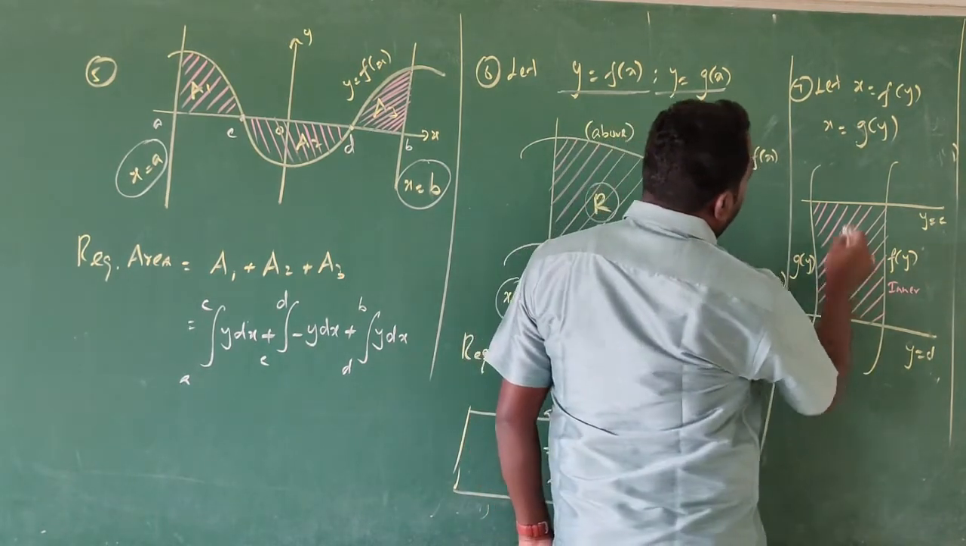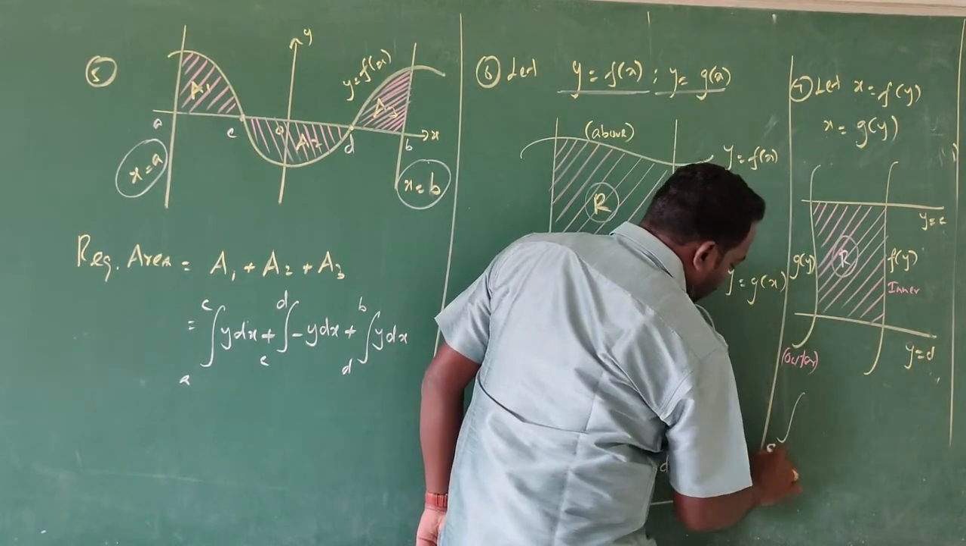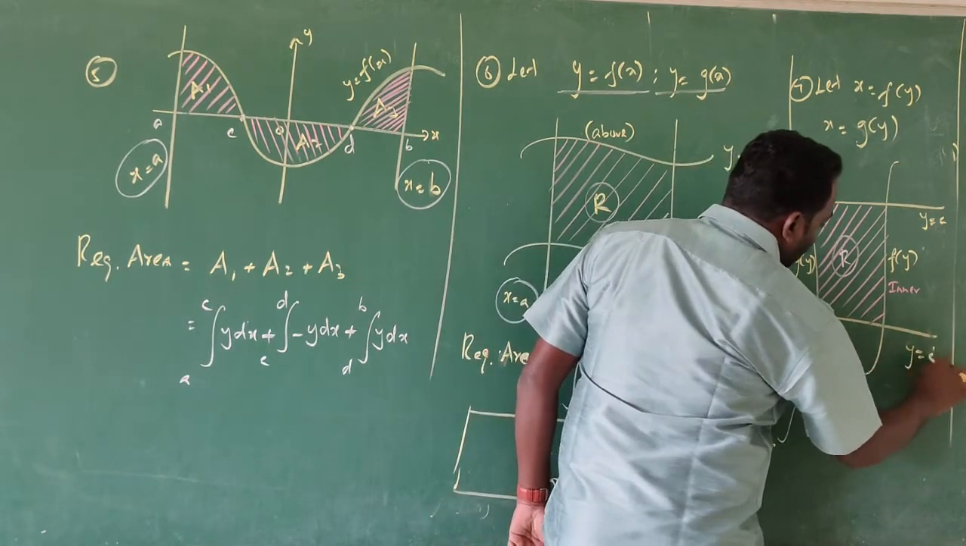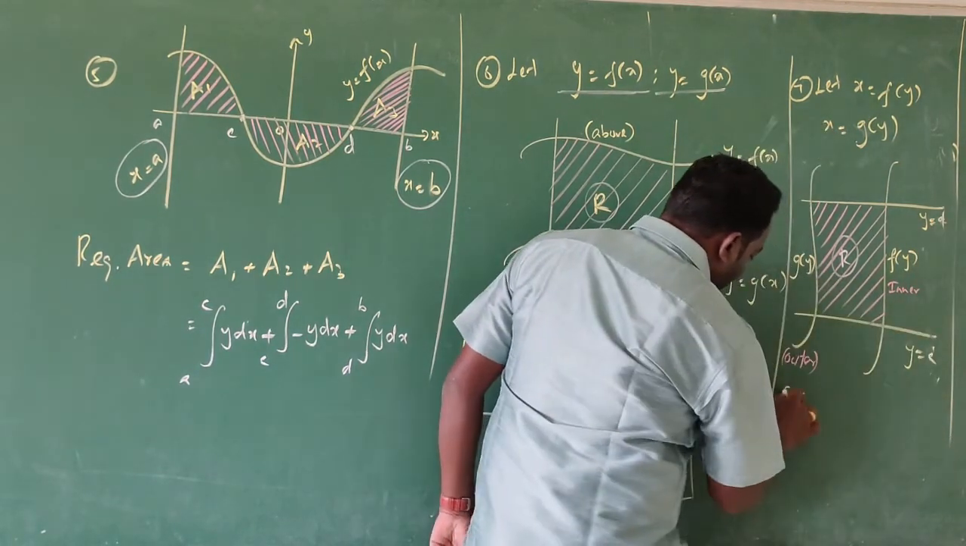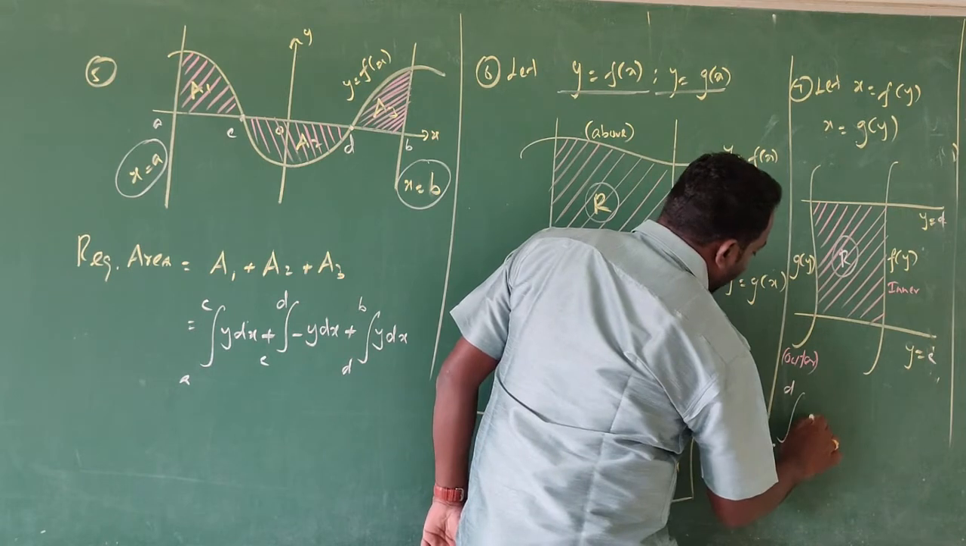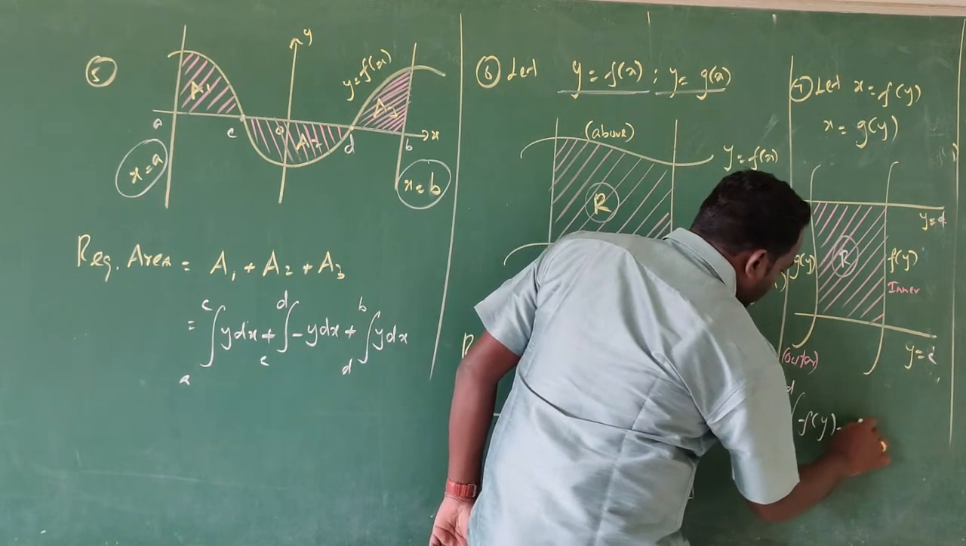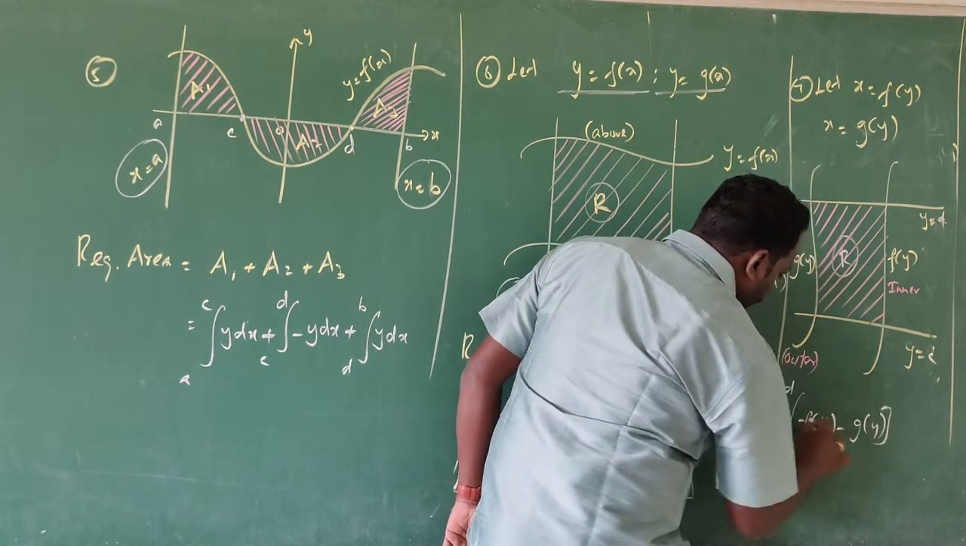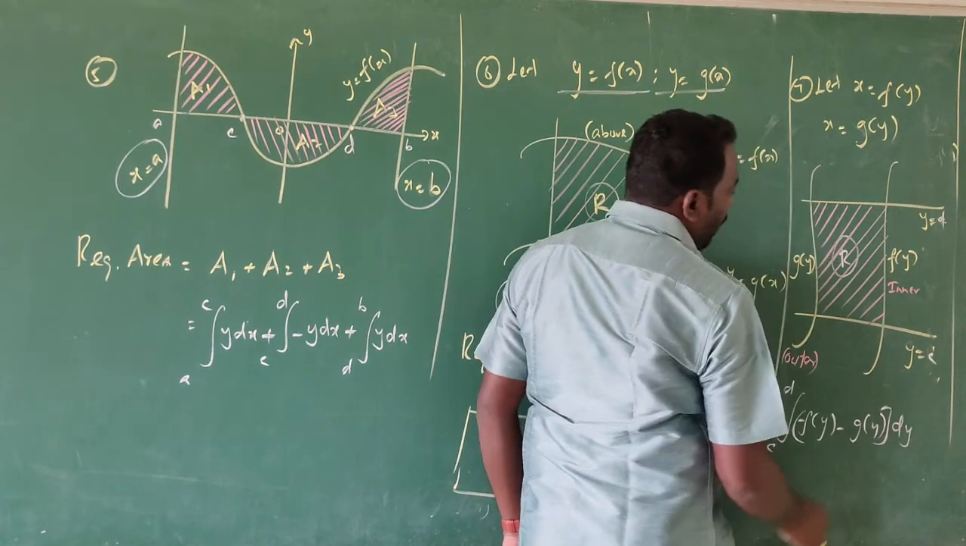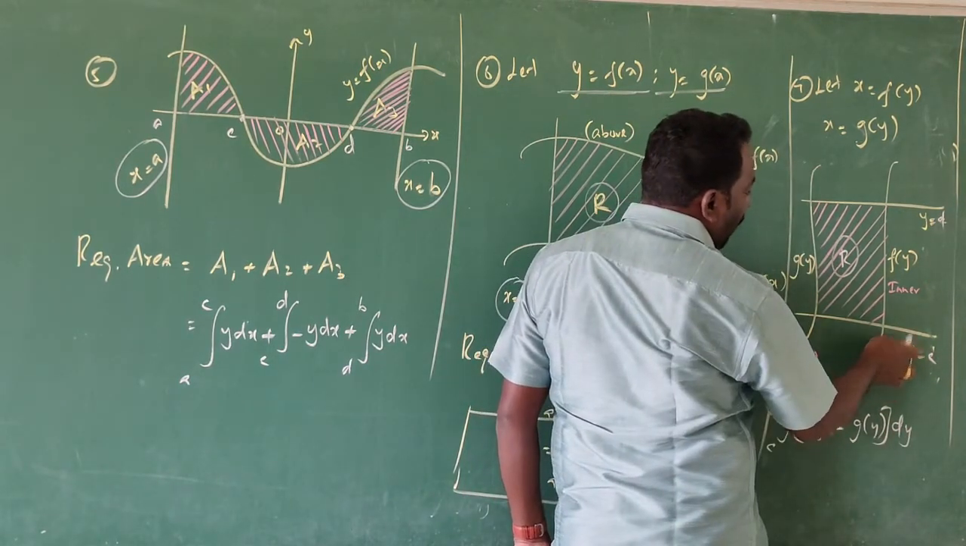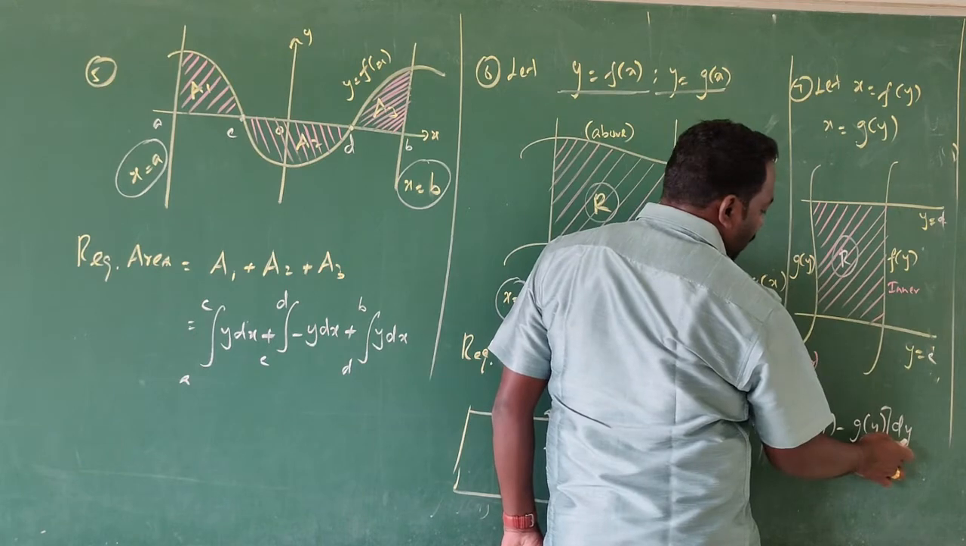For the required area, we apply the integral formula: the integral from c to d of f of y minus g of y into dy. Because the boundaries are given in the y form, integration is also with respect to y.